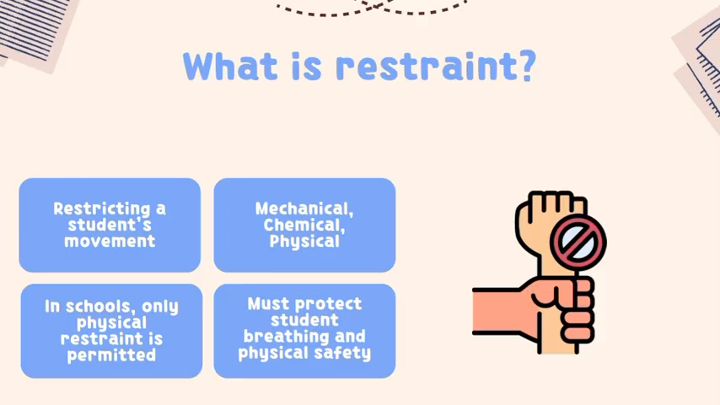What is restraint? Restraint means restricting a student's movement, and it can be mechanical, chemical, or physical. In Arizona schools, only physical restraint is allowed, and even then, it's very limited, only used in extreme situations. Staff can't restrict a child's breathing, and the method must be appropriate for their age and physical condition.